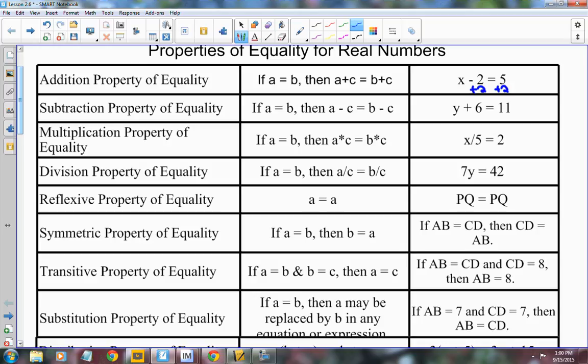Okay, so this one, what would we do to solve it? Y plus 6 equals 11. What would we do? We would subtract 6 from both sides. So you subtract the same thing from both sides of the equation.